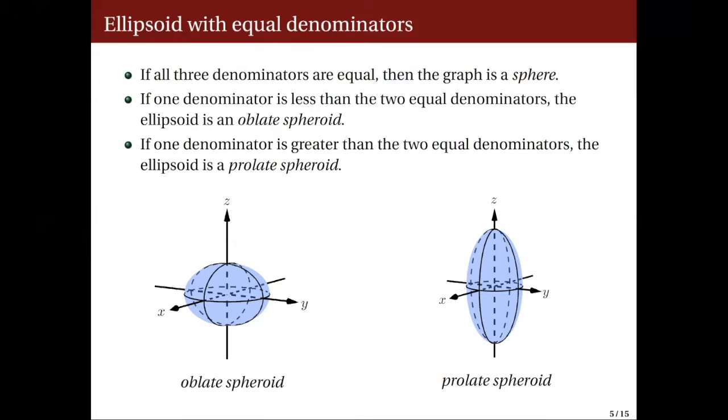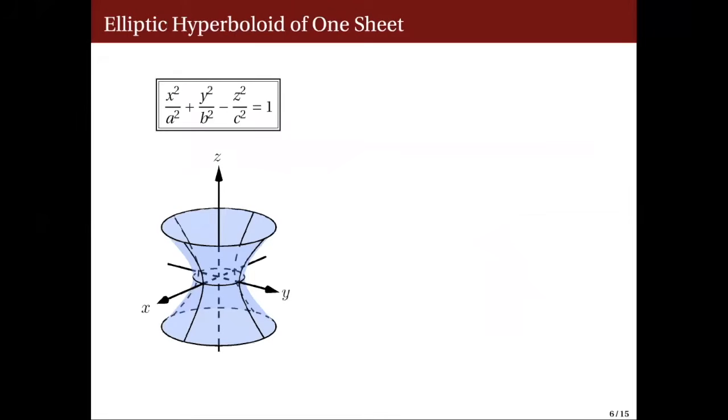Let us now consider the second type of central quadric. It is called an elliptic hyperboloid of one sheet. Its standard equation is x squared over a squared plus y squared over b squared minus z squared over c squared equal to 1. For this particular form of the equation, the graph of the elliptic hyperboloid of one sheet is illustrated here.